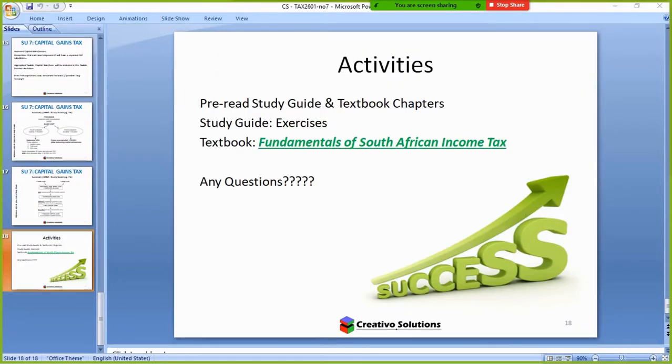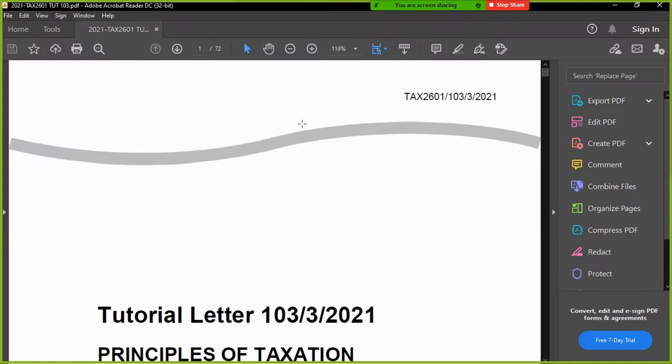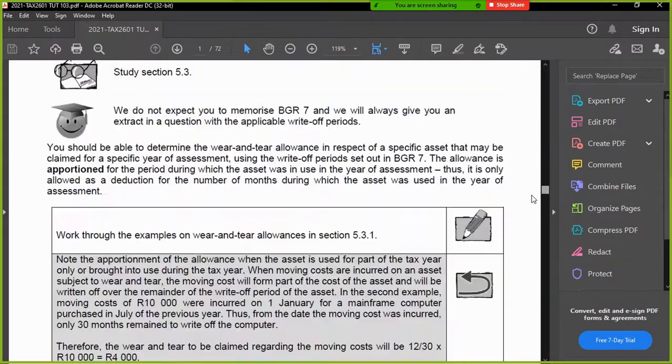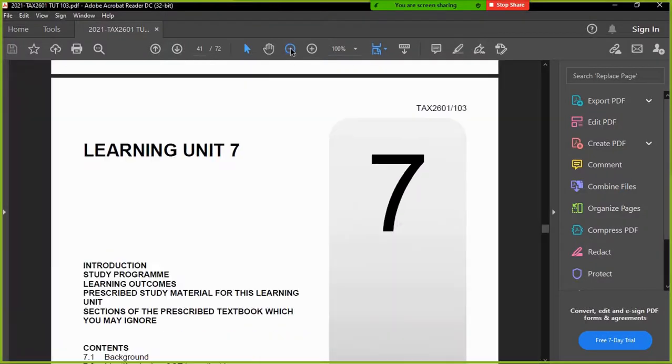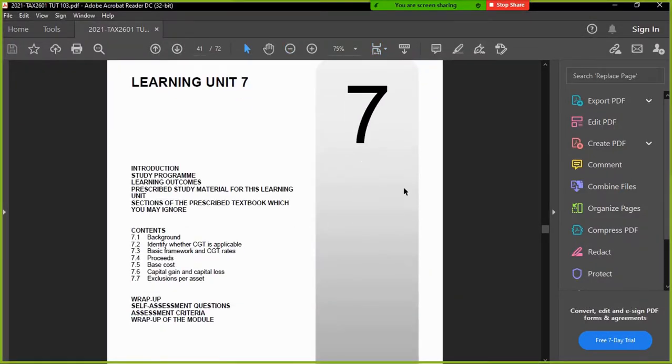Great, so let's have a look at practical examples so I can show you how some of this works. If you go to your study guide, let's quickly go to chapter 7, learning unit 7. In chapter 7, they're going to cover the theory and then give you some examples, some working, some calculations. That's what we're going to be looking at, to explain how CGT is applied in different scenarios.